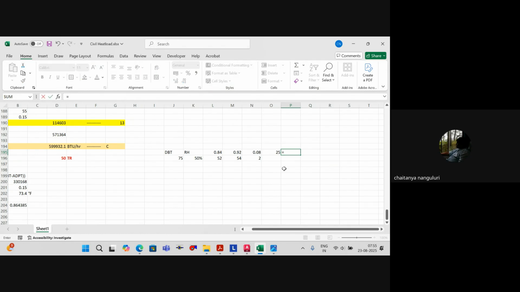For 0.86 I can write it as 0.84 plus 0.02, right? You agree? Yes. 52 plus 0.02 into this one. You agree? So it is 52.5. Yes or no? So for 75, we got 52.5. You agree?